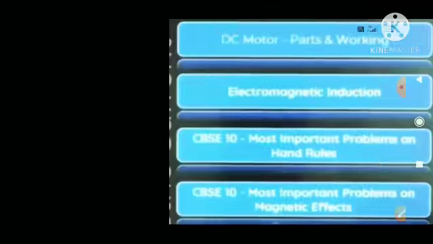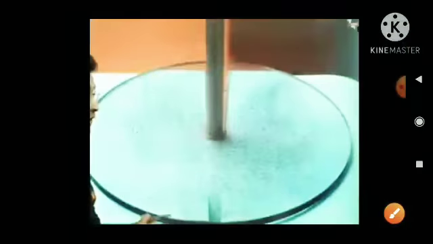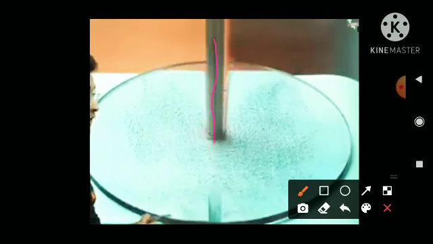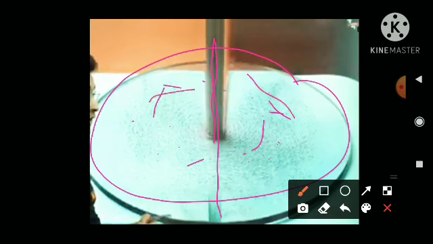So this is the magnetic field through an electric current carrying straight conductor. Let's suppose this is the conductor and this is the glass rod. By this experiment, what we can observe is that electric current also forms a magnetic effect. How does it form? Let's see. This is a glass tube and we put all the iron filings around the conductor, around the wire.